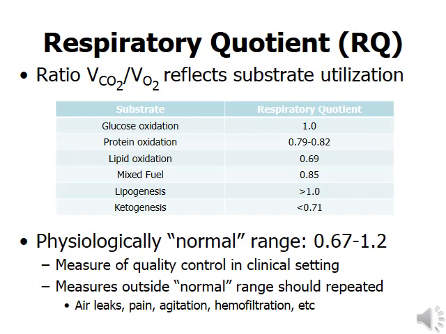Often patients that are not actively receiving nutrition support may have a respiratory quotient at 1 or above, which theoretically would indicate glucose utilization and potentially lipogenesis. However, we know we're not feeding these patients, and therefore this is just a measurement of accuracy.